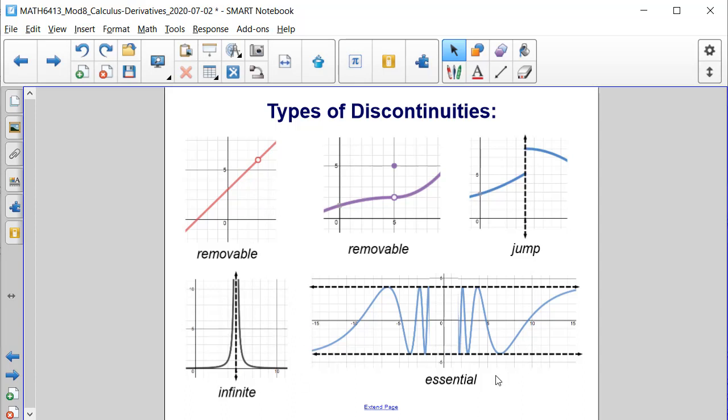And the last type of discontinuity is what's known as essential. And it happens with certain trigonometric functions as they keep going up and down, up and down, up and down, the closer and closer you get to 0. So that's an essential discontinuity, and those are not differentiable.